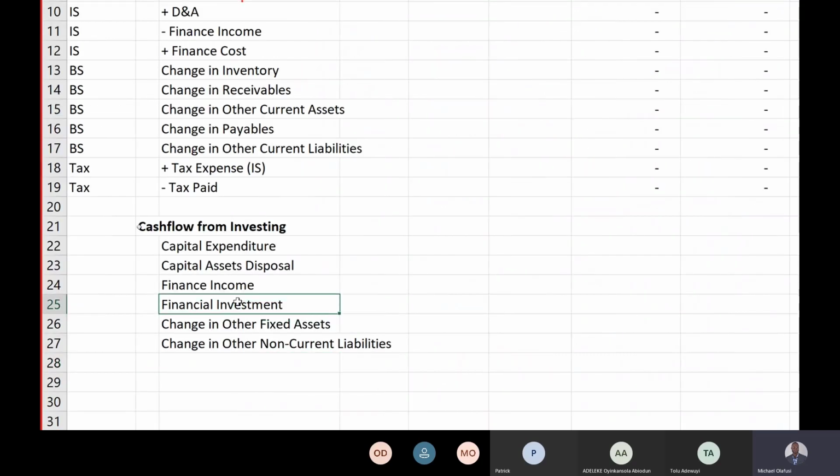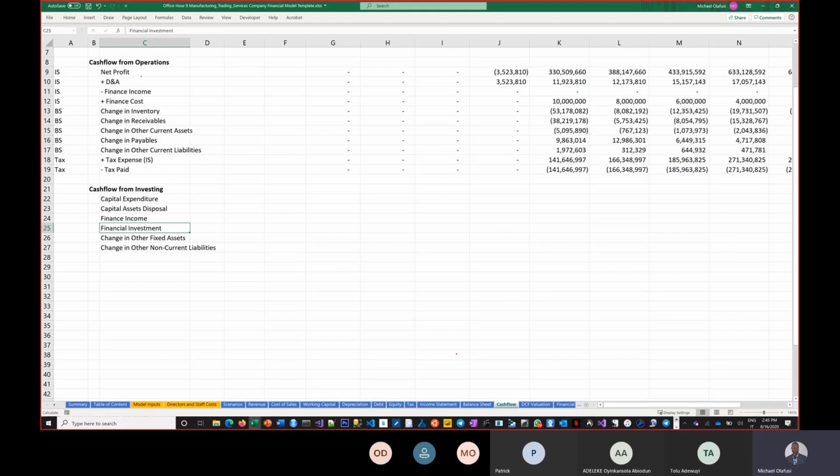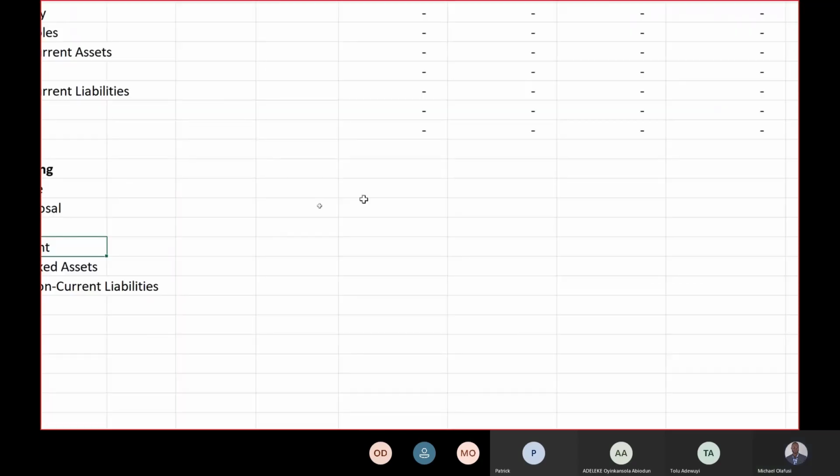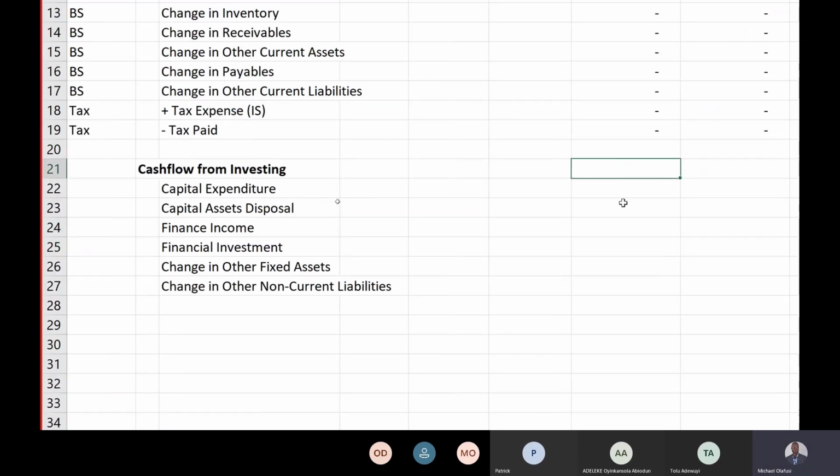start doing the formula part of it anyway. So let me check Zoom. Let's check if there's any question. Okay, so it seems no questions right now. So I'm going to start the formula side. Let's start with the capital expenditure. Okay, so let me illustrate how you will capture the capital expenditure.